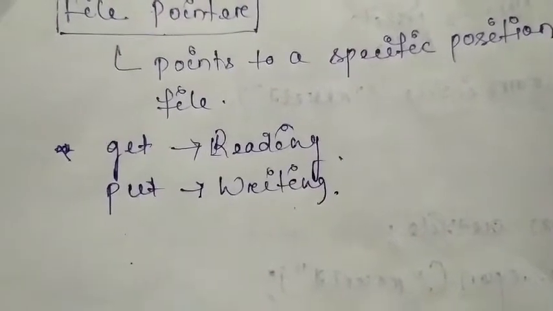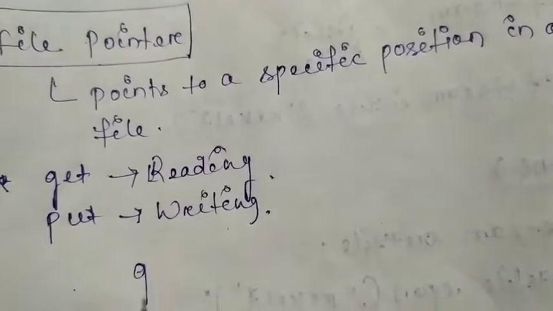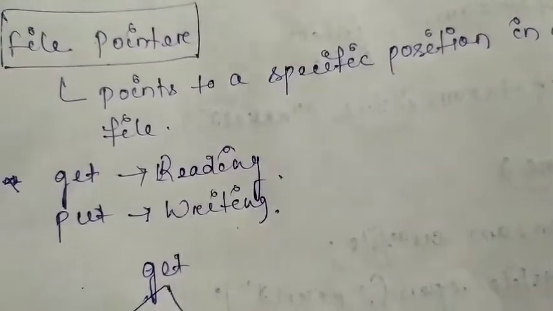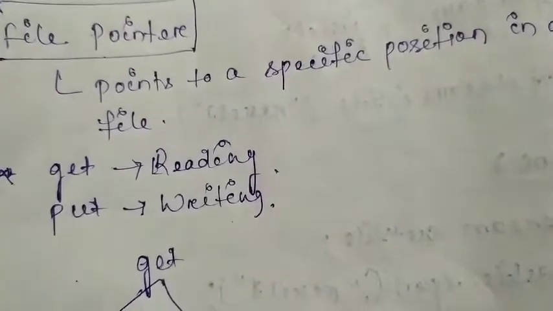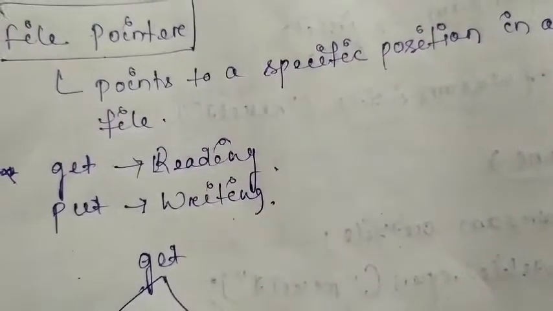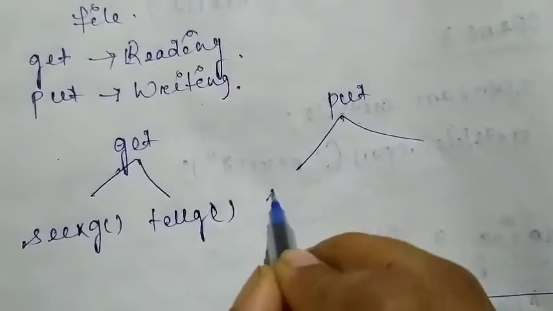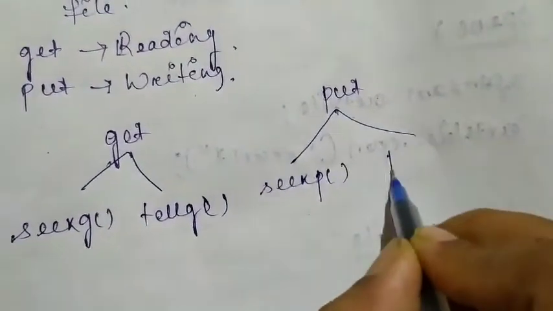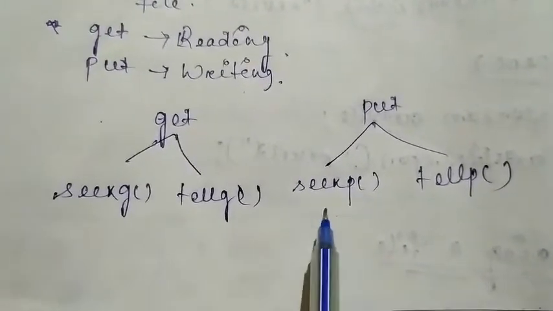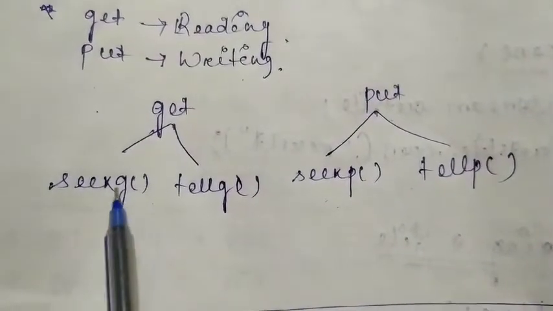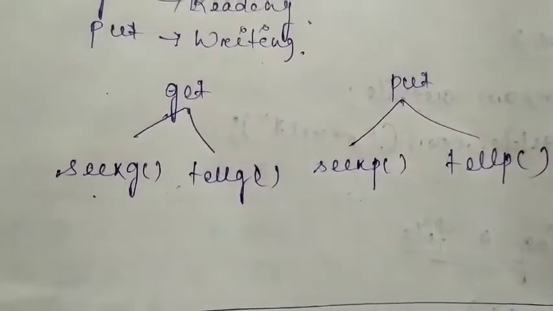And again there are two other categories. Get is divided into two, one is seekg, another one is tellg. And the put function is also divided into two types, one is seekp, another one is tellp. So there are four types of file pointers, where g stands for get and p stands for put. We will discuss what these pointers mean.